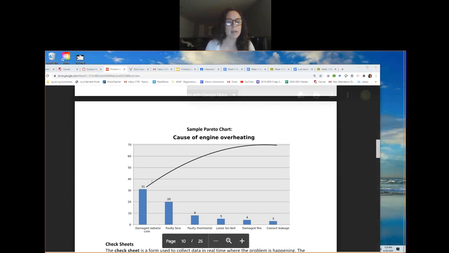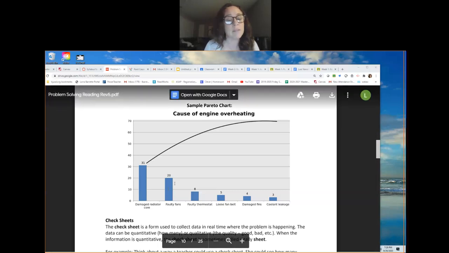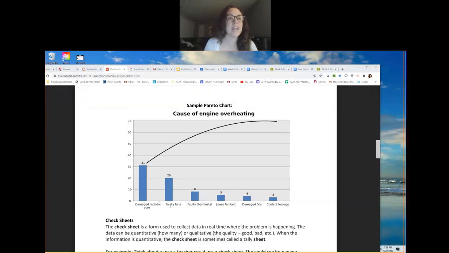So 31% of the time, it was a damaged radiator core. That's a lot. That's the biggest one. The next possible cause of the engine getting too hot was the fans. They didn't work anymore. They stopped. So an engine also has something called fans. They're things that blow, and it makes it get cooler, right? So 20% of the time, it was the fans stopped working.